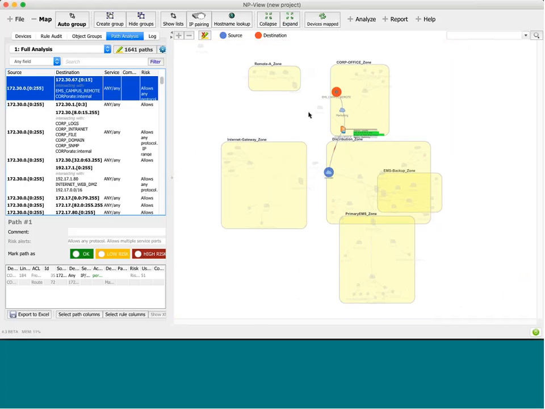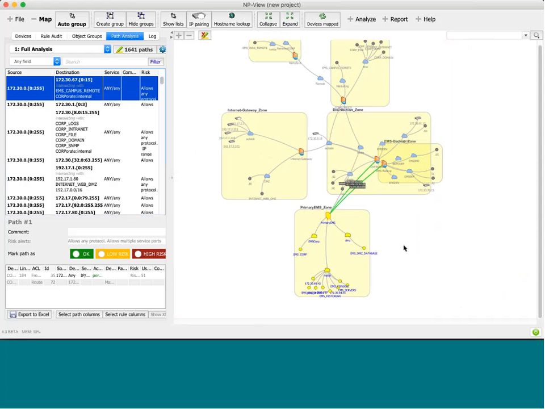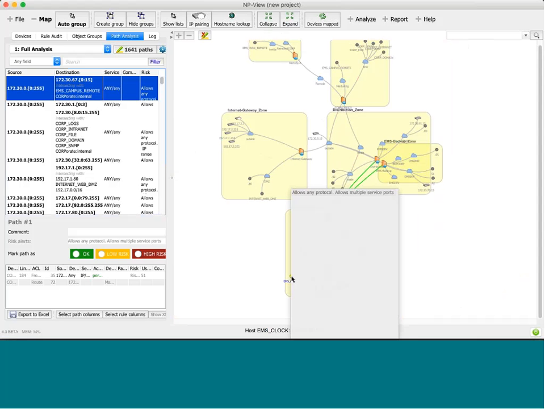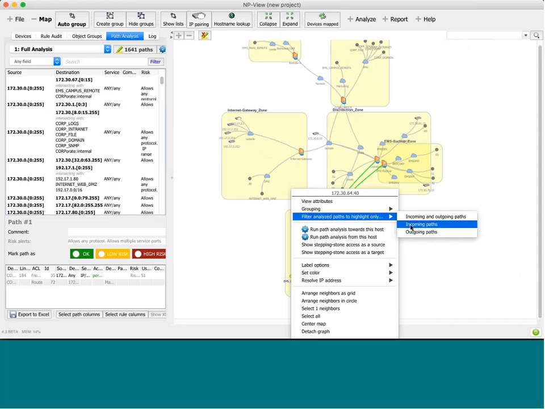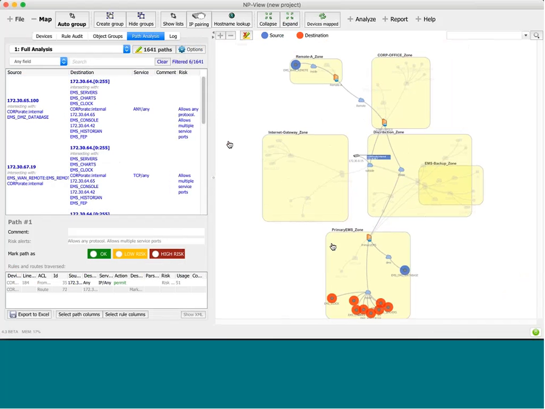So now that I have this feature, I can easily check what I mentioned at the beginning of the presentation, which was the high-level policy rules that govern my network and that protect my critical infrastructure. So, for example, if I have my primary EMS zone over there, I know that those are the most important assets. I can right-click on any of them and say, okay, show me the paths that are reaching this host. We see that we have a result of 6 paths being returned.